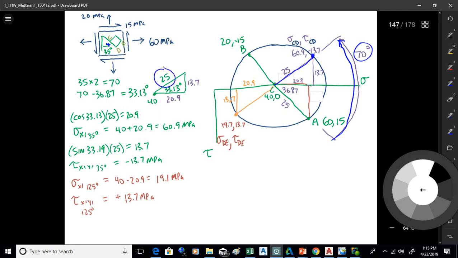The angle is, on this particular one, we're going counterclockwise 70, but we know we're already 36.87 below the horizontal. So if we take that 70 and take away 36.87, we get 33.13. That's the vertex angle of that triangle. With a hypotenuse of 25 and a vertex angle of 33.13, we can do the trig and come up with the two sides, 20.9 and 13.7.